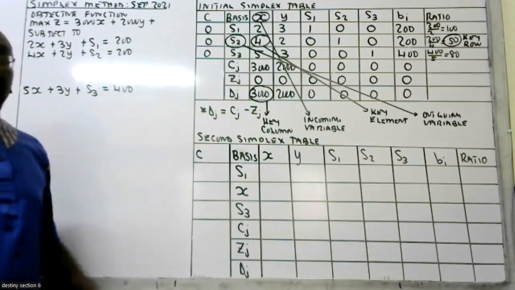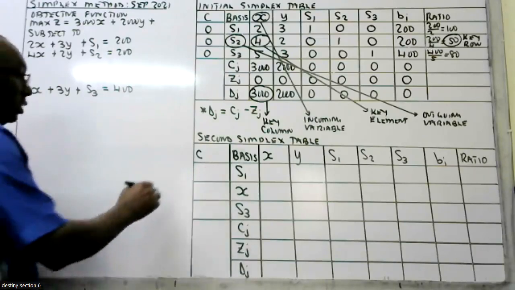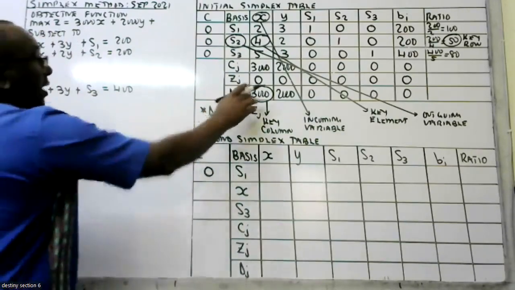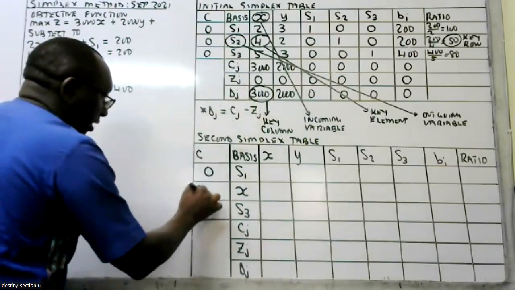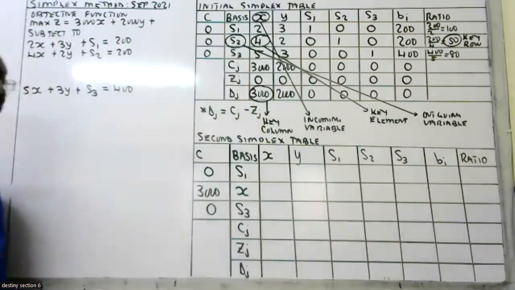You record now the contribution margins of these items. So S1 has 0. X has a contribution margin of 3,000. And S3 has 0.